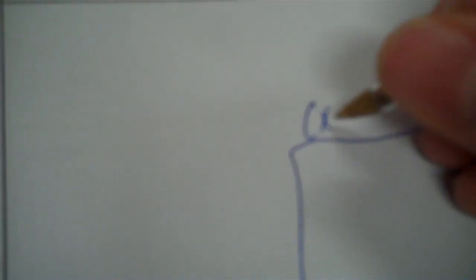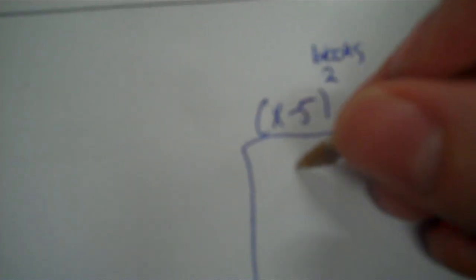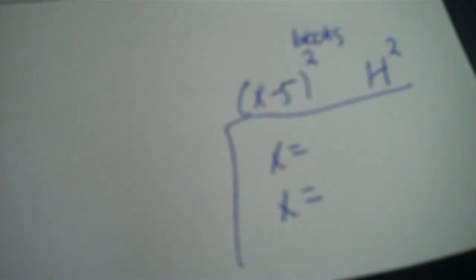Now we have x with a minus 5 in parentheses and there's a second power. So the second power blocks you from being able to distribute. You can't distribute with that second power there, so you're going to replace that with h to the second power. Now x still has 2 answers. We still need to solve for x as 2 answers. So I set this up, I replace that with h.